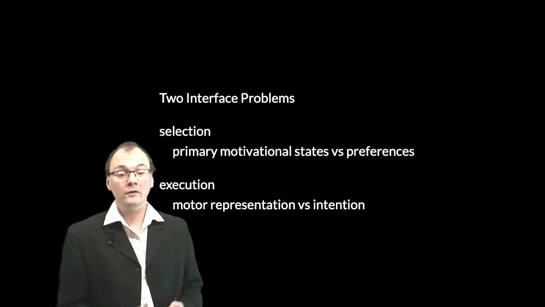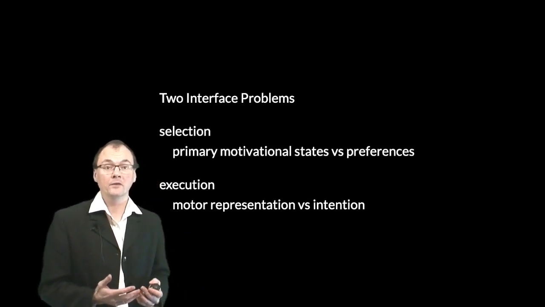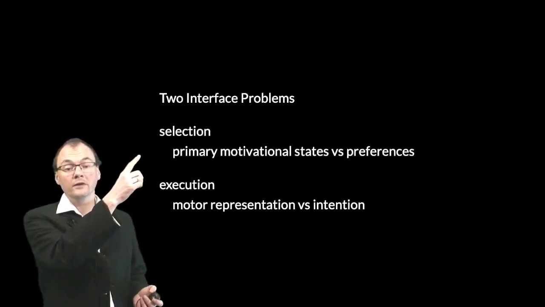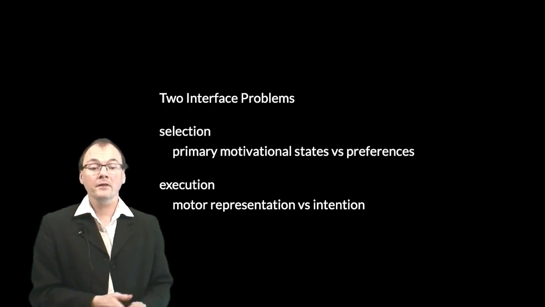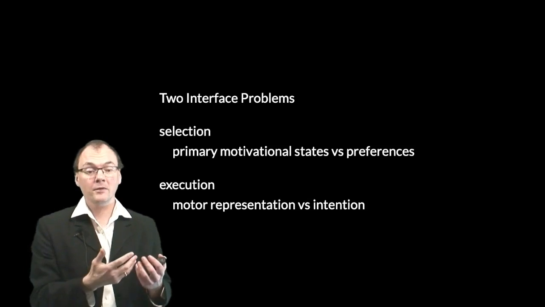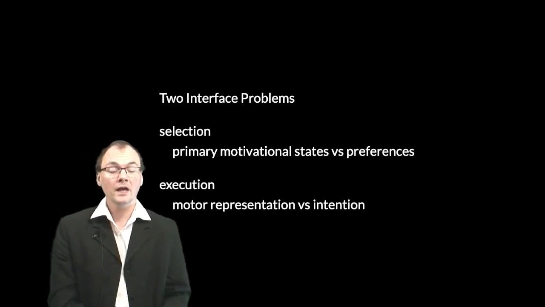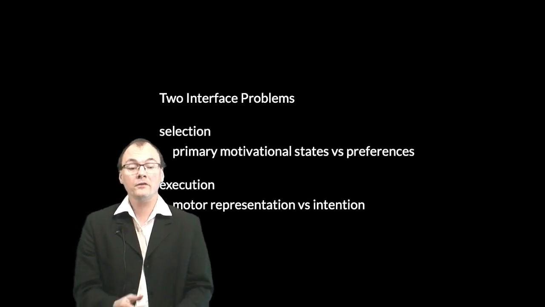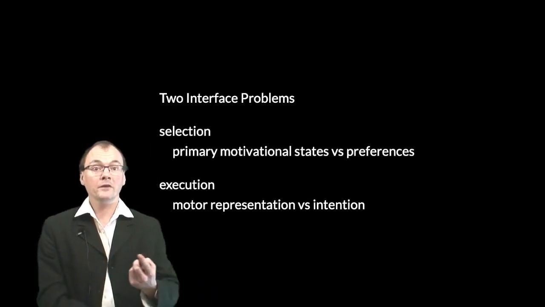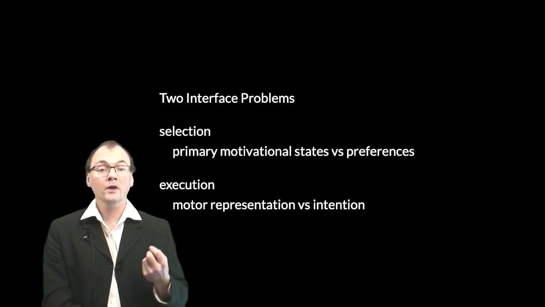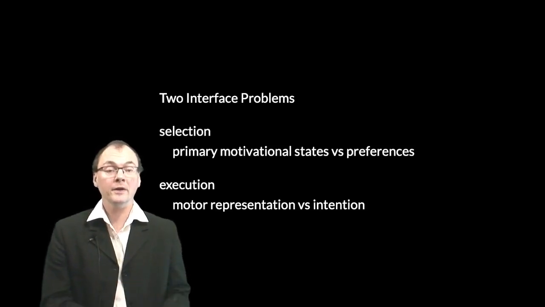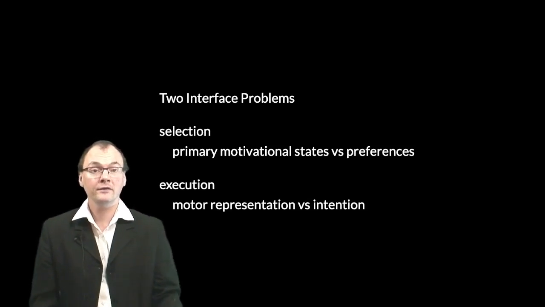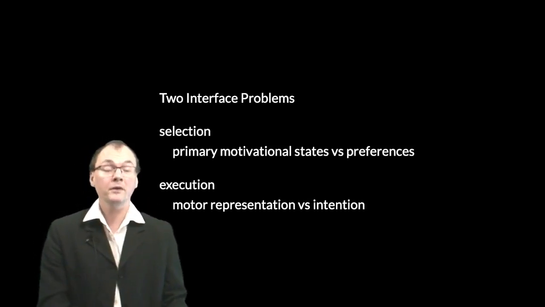So if you've been following along so far, you will have encountered two interface problems already. One concerns action selection. It's a distinction between primary motivational states and preferences. The other concerns action execution. It's an interface problem concerning relations between motor representations and intention. Now, I want to suggest when you do psychology, what you'll see is that interface problems are absolutely pervasive. So we'll find them when we think about perception, we'll find them when we think about action, we'll find them when we think about emotion, when we think about almost any aspect of human life, we'll come up against interface problems. But these are the two that are particularly relevant for us on this course.